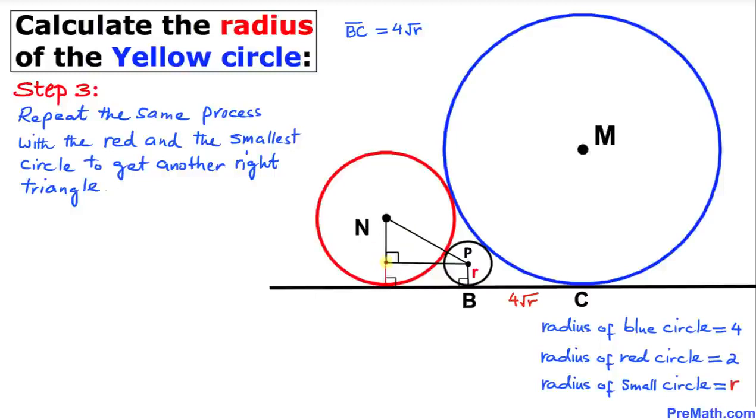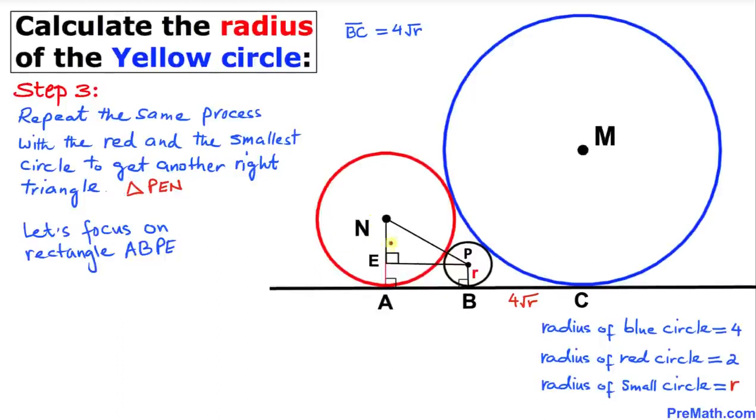And I'm going to call this point over here point E, and this point I am going to call point A. And here is our right triangle PEN, as you can see over here.